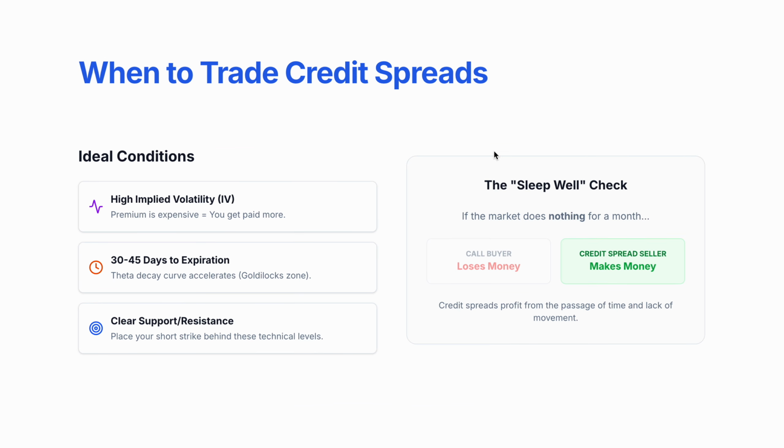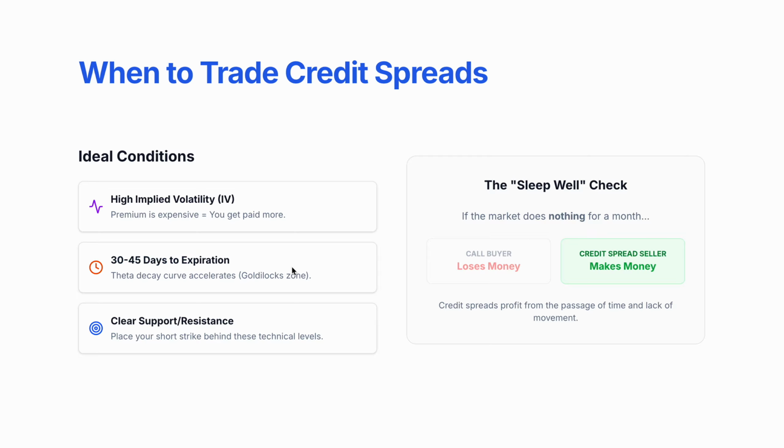So when should you be trading credit spreads? Well, typically it's best when you trade them in high implied volatility environments because the premiums tend to go up a lot more. So you tend to get paid more. Now, it's very common in the trading world that 30 to 45 days expiration is what we call the Goldilocks zone of when to actually trade these, because that's when the theta decay curve starts to accelerate very quickly. However, it's also very advantageous to trade these on a 0 DTE expiration.